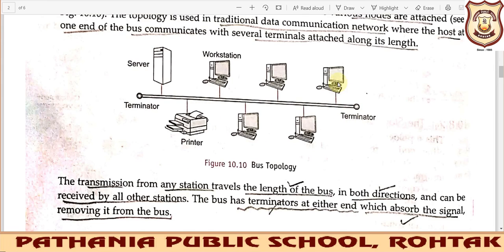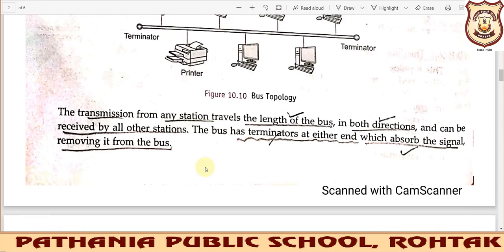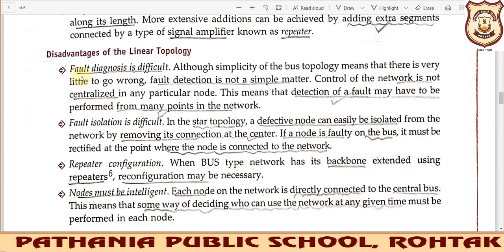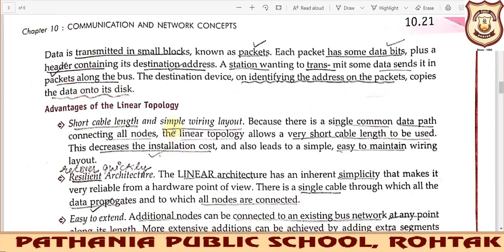So if you want to attach a new computer, it will be attached here, and this terminator will be extended further. Okay, so these were the advantages. What are the disadvantages? Fault diagnosis is very difficult, because there is no centralized control here, so fault isolation is very difficult. We are not able to detect the fault easily. For that we need to check different nodes at different places, to find where the error is.